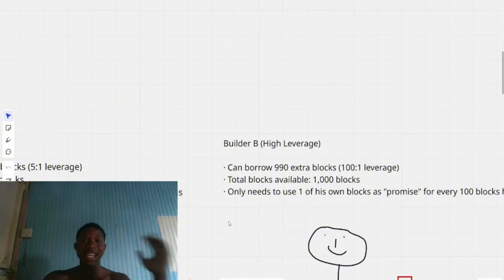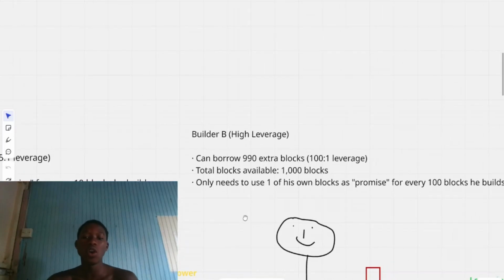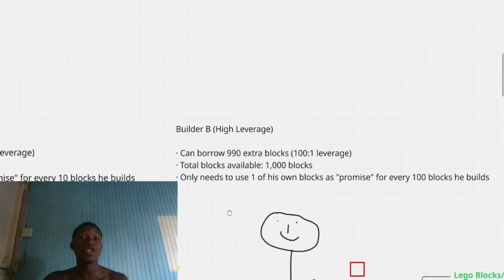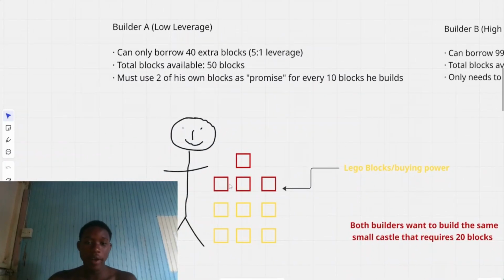Builder B has high leverage. He can borrow 990 extra blocks. He has a 100-to-1 leverage. The total blocks available to him is 1000. The 10 blocks he has plus the 990 extra blocks he could borrow using his 100-to-1 leverage. He only needs to use one of his own blocks as a promise for every 100 blocks he builds. So that's builder A right there. That's the 10 blocks he has, right?